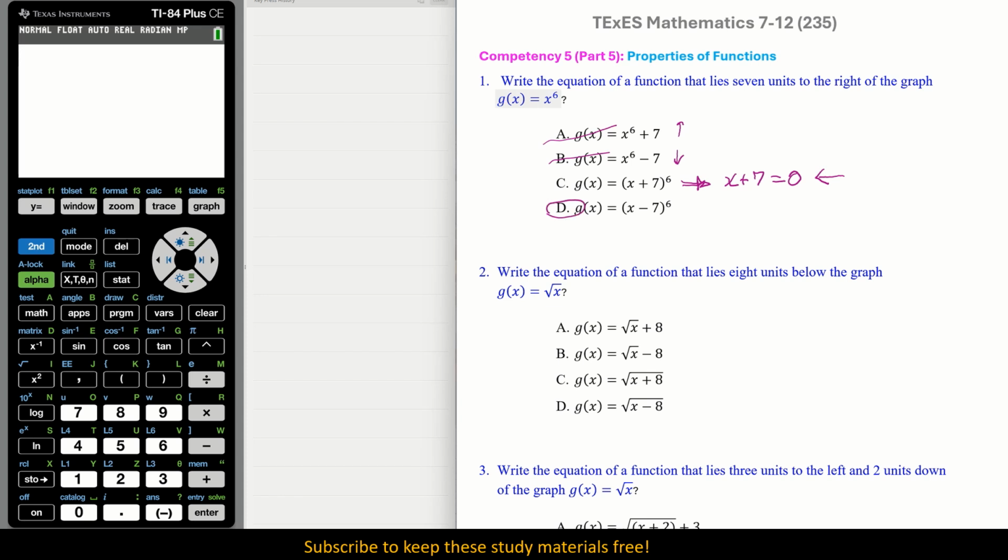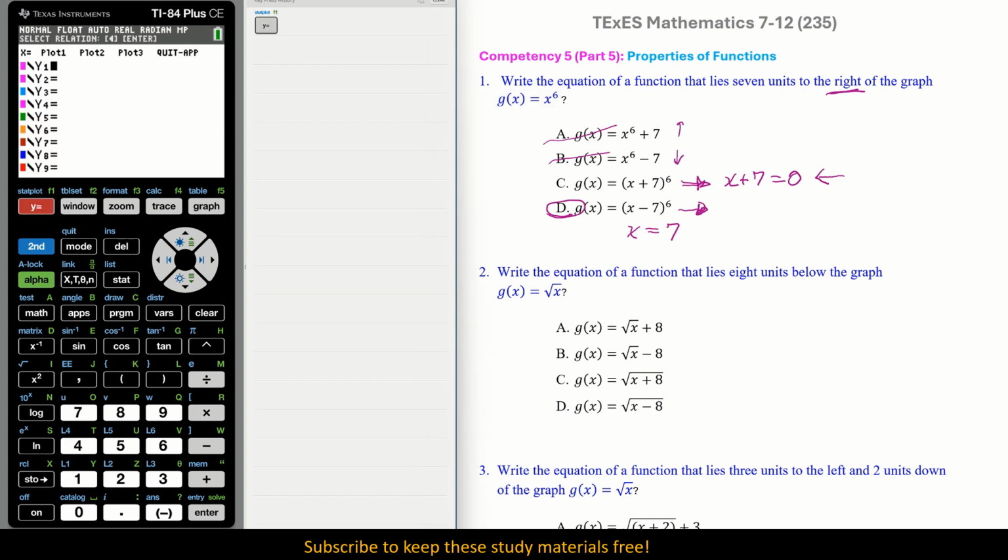Now, D would be what we want. That will be a shift to the right. That's what they asked for, because x would actually equal 7. However, we're going to graph that to check. Always graph to verify.